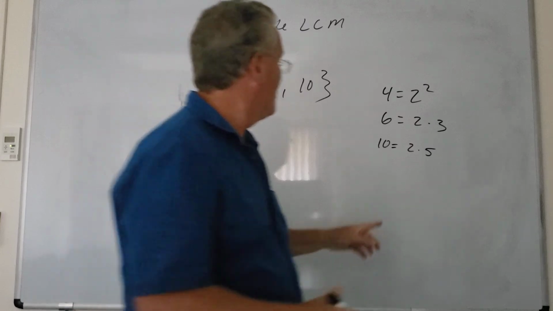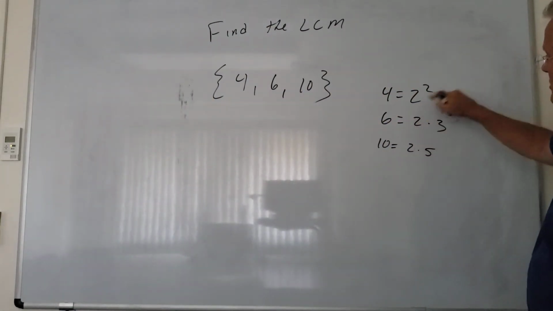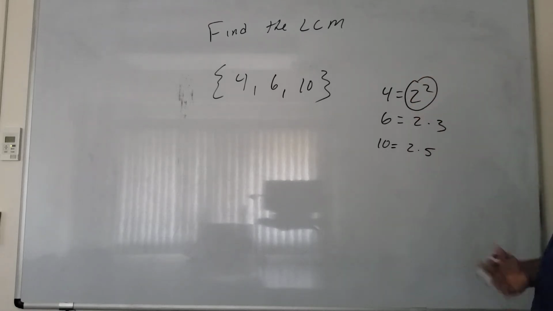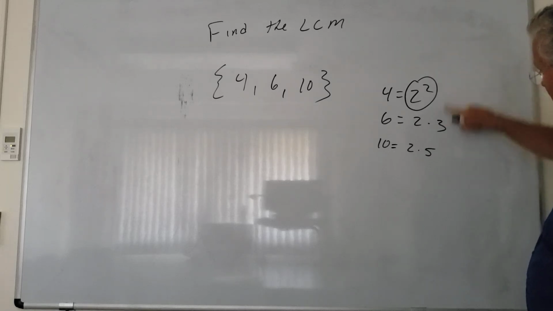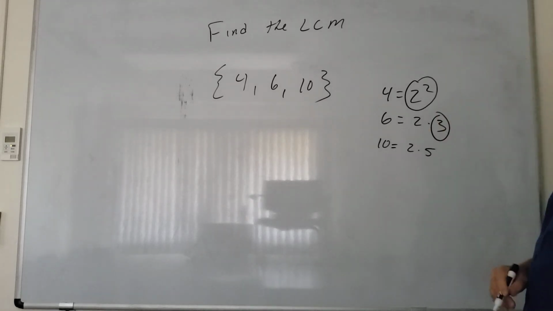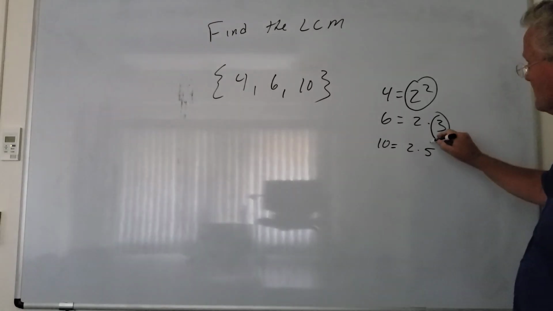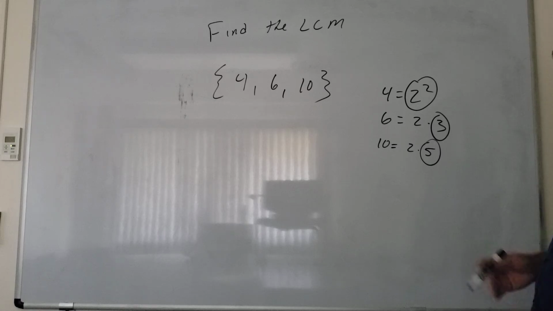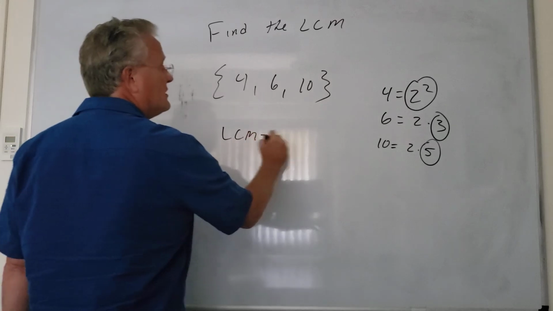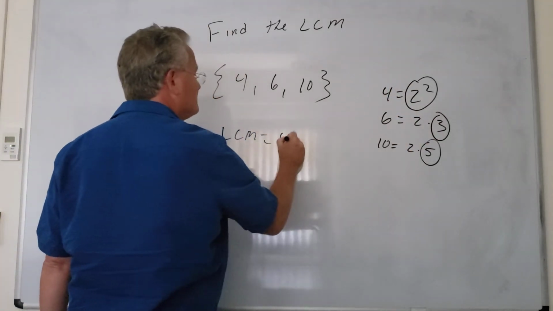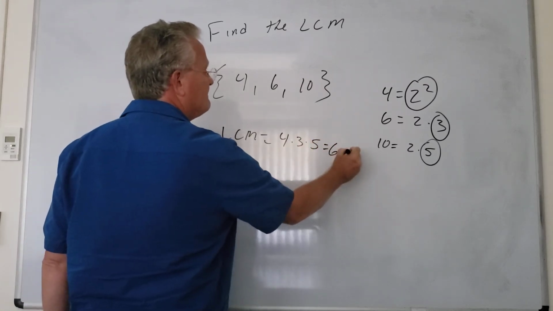Now you compare, well, we see there's a 2: 2 2s, 1 2, and 1 2. 2 2s is more than 1 2, so we circle it. No 3s, 1 3 is bigger than no 3s, so we circle that. 1 5, these have no 5s. Well, 1 5 is more than no 5s, so we circle that. The LCM is the product of these circled quantities, which is 4 times 3 times 5. 12 times 5 is 60.